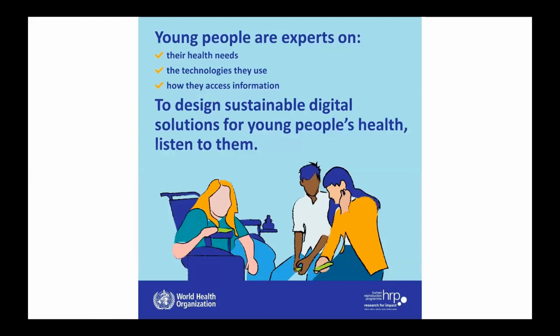So to design sustainable digital solutions for young people's health, listen to them. Why I'm starting with young people here is that generally, I think we have two problems. One is ageism, and one is ignoring young people's wisdom. So I think we have to bridge the gap and take a madhyamarga, so that we get the best of these two universes. We being a legacy system, we have more responsibility to bring this on.